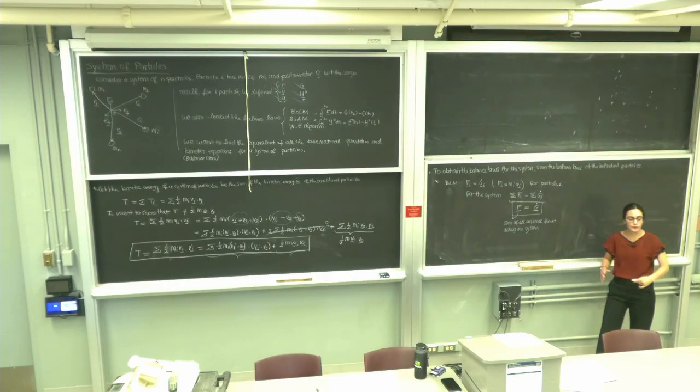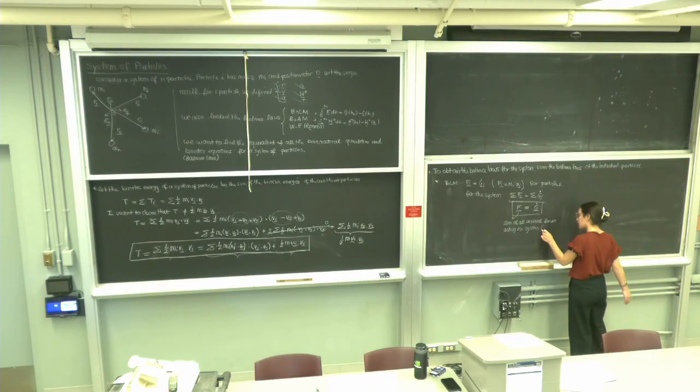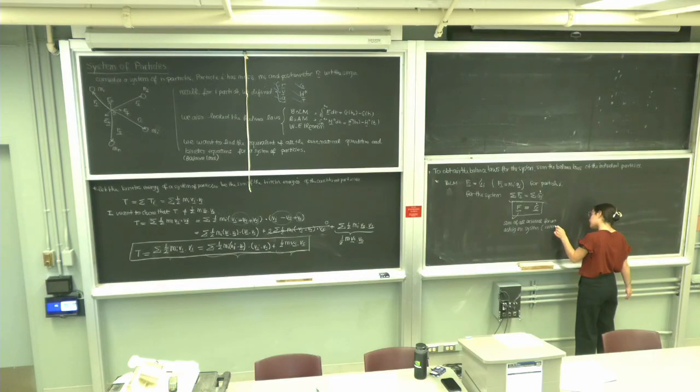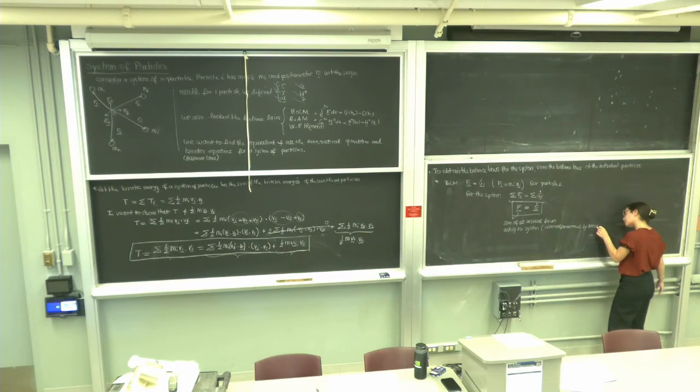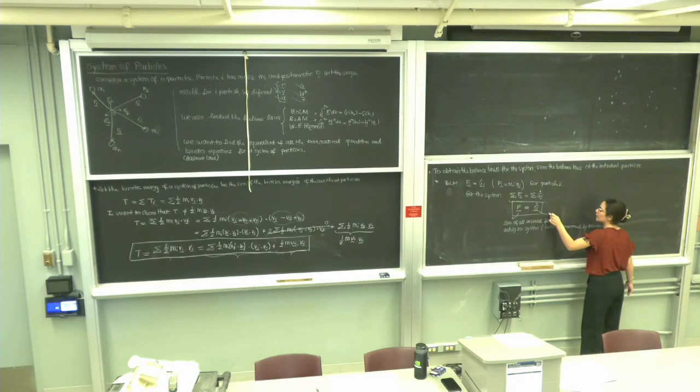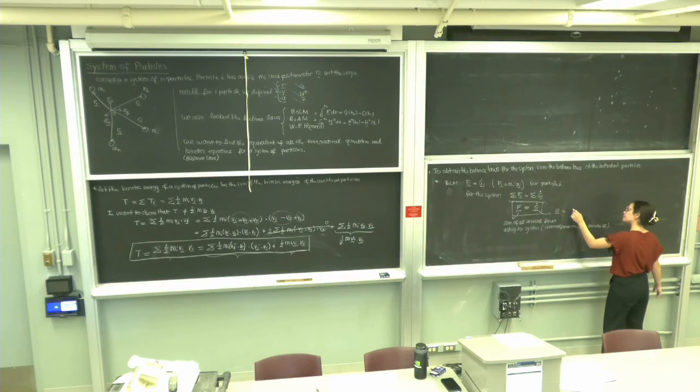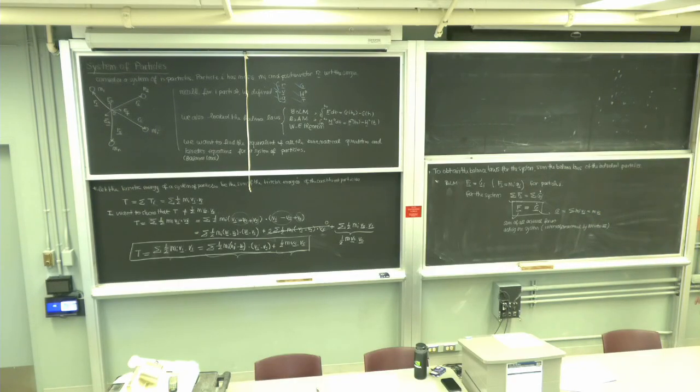The internal forces will cancel out from Newton's third law. And then G dot is the rate of change of the linear momentum of the system. G is the sum of mi vi, which is m vC. We just defined G. Any questions? Okay.